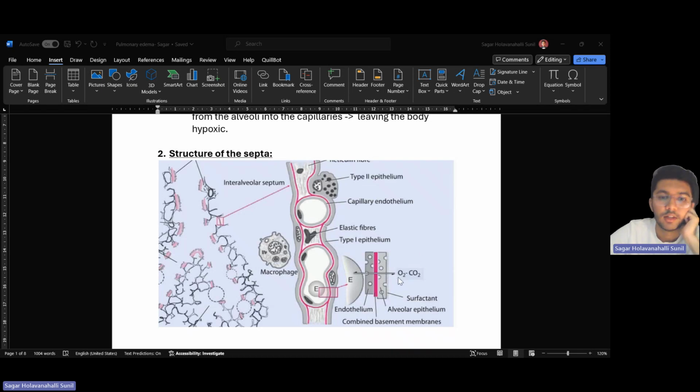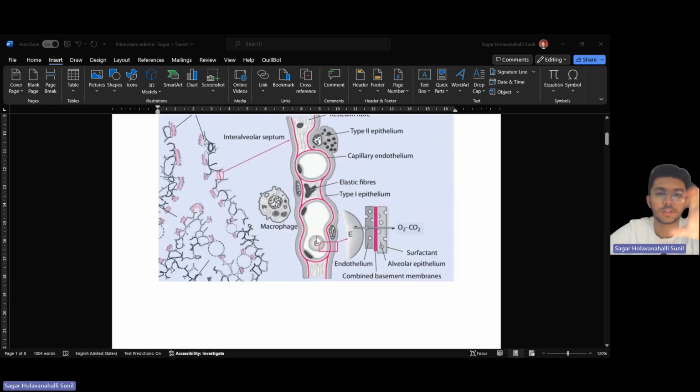So that being said, if there's anything that damages the capillary, or anything that damages the entire structure of the septum, chances are that the fluid from the capillary will leak into the alveolar space, right? It can also be the case where the fluid gets collected within the wall itself, that is between the endothelium, the basement membrane, and the alveolar epithelium. Or, for example, in the spaces between the capillaries where you have some elastic fibers and some other connective tissue, it can get collected over there as well. So that's basically the structure.